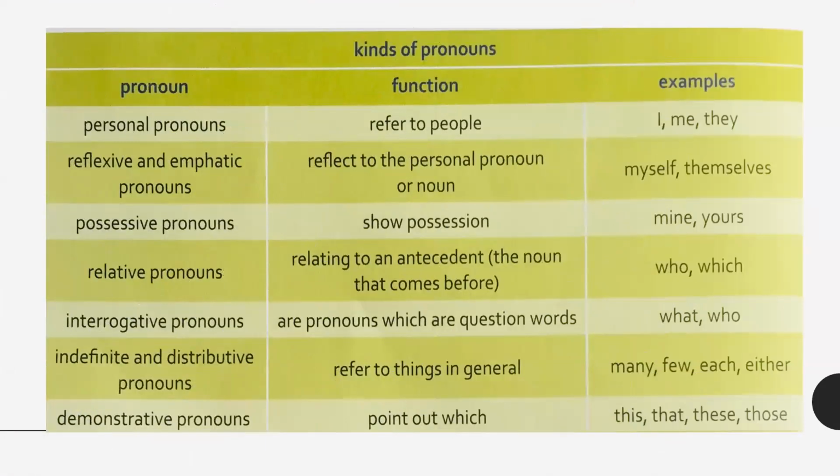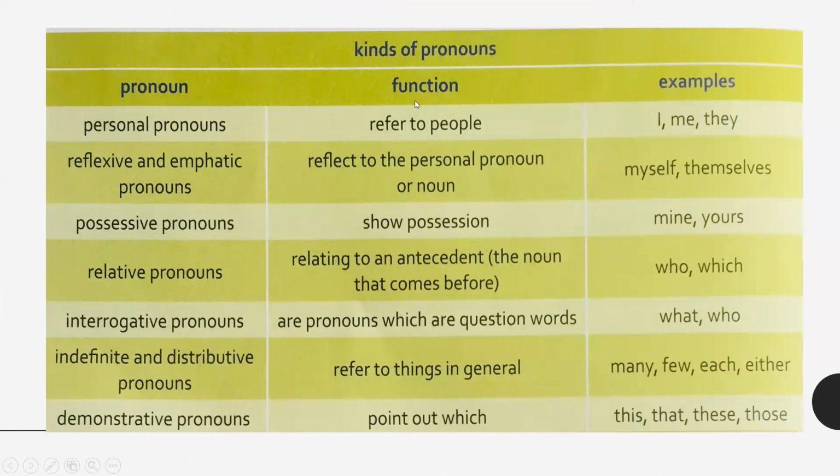Now, kinds of pronouns means different types of pronouns. Now, see here, pronouns. Number one, personal pronoun. Number two, reflexive and emphatic pronouns. Possessive pronouns, relative pronouns, interrogative pronouns, indefinite and distributive pronouns, and demonstrative pronouns. Now, in 7th standard, we are not going to discuss relative pronouns, okay? This topic we are not going to discuss, but other topics we will try to learn in today's lecture.